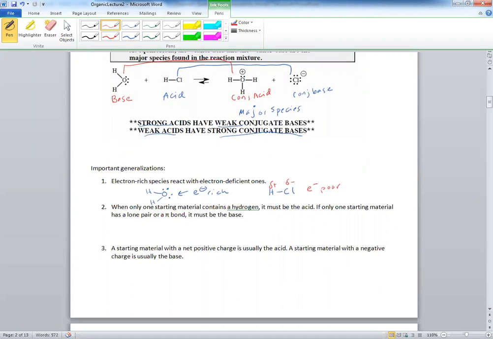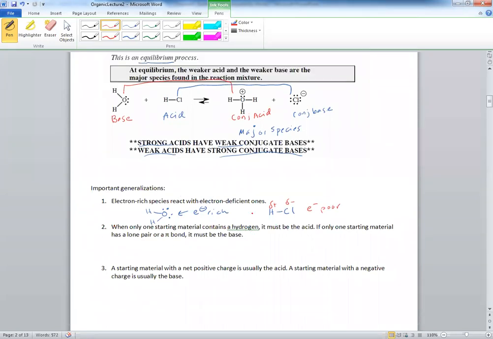When only one starting material contains a hydrogen, it must be the acid. If only one starting material has a lone pair or a pi bond, it must be the base. So in this case, we have water with its lone pairs, right? So that determines that it's going to be the base. We don't have any pi bonds in this case, but we will see them later on. And of course, this HCl is a very known acid.